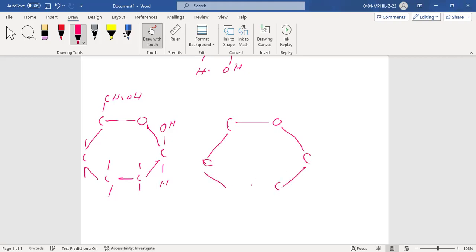It is beta. So what would be the arrangement here? Tell me, where would be the hydroxyl group? On the upward side or the downward side?